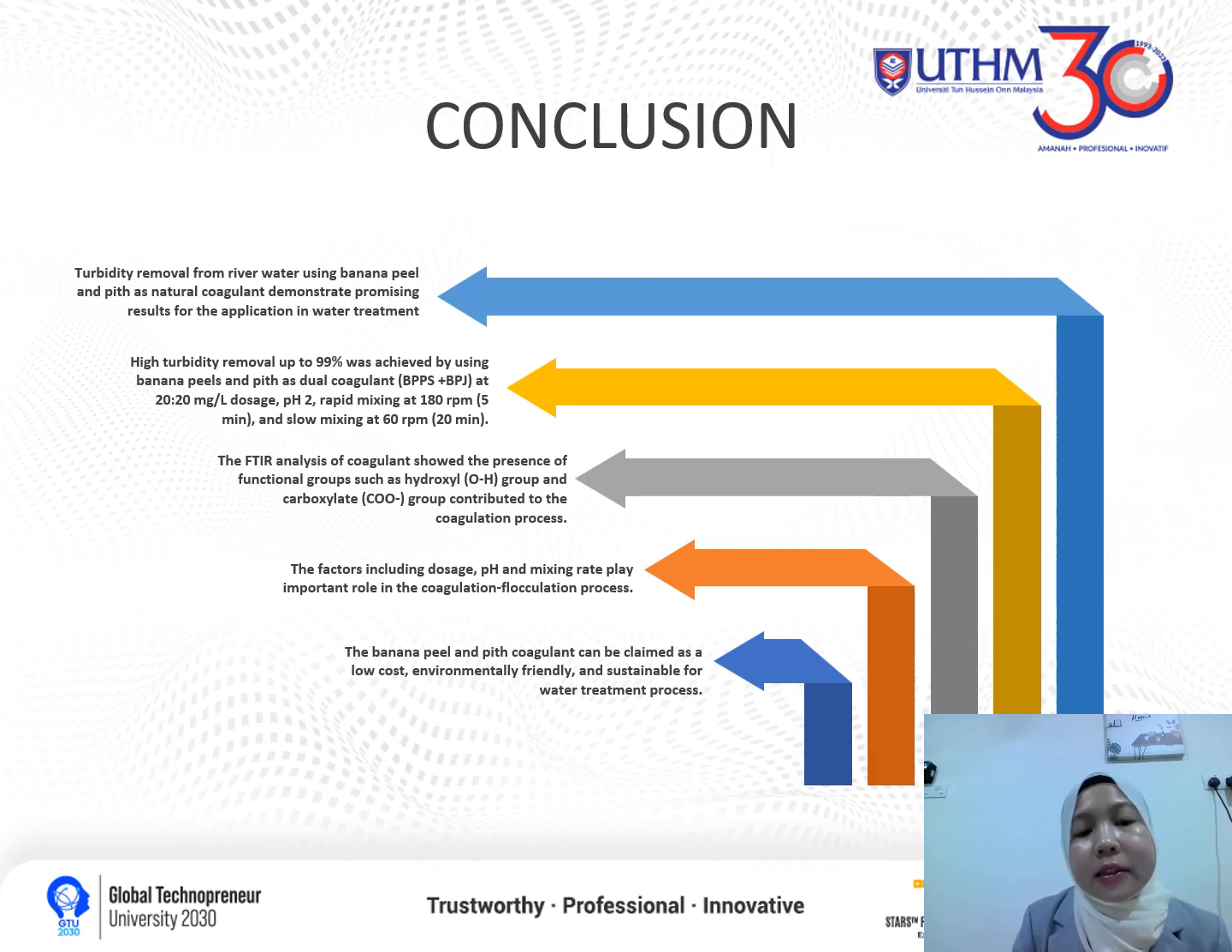The FTIR analysis of the coagulant showed the presence of functional groups such as hydroxyl, OH group, and carboxylate, COO negative group, which contributed to the whole coagulation process. And then the factors such as dosage, pH, and mixing speed played a very important role in the coagulation and flocculation process. And last but not least, the banana peel and pith coagulant can be claimed as a low-cost, environmentally friendly, and also sustainable option for the water treatment process.